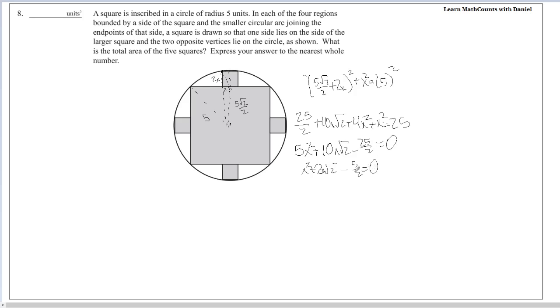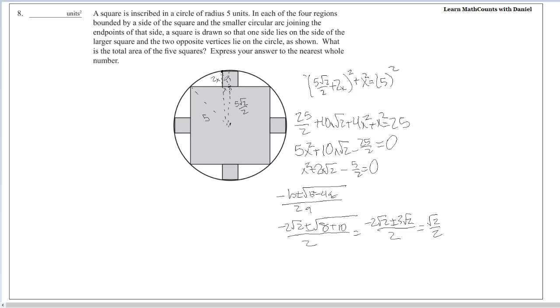Next we want to use the quadratic formula. I hope you have this memorized, but if you don't, the formula is negative b plus or minus the square root of b squared minus 4ac, all over 2a. If we plug our values in, this gives us negative 2 root 2 plus or minus the square root of 8 plus 10, over 2, which gives us negative 2 root 2 plus or minus 3 root 2, over 2. Of course, we want a positive solution because this should be a length. We get that x is root 2 over 2.